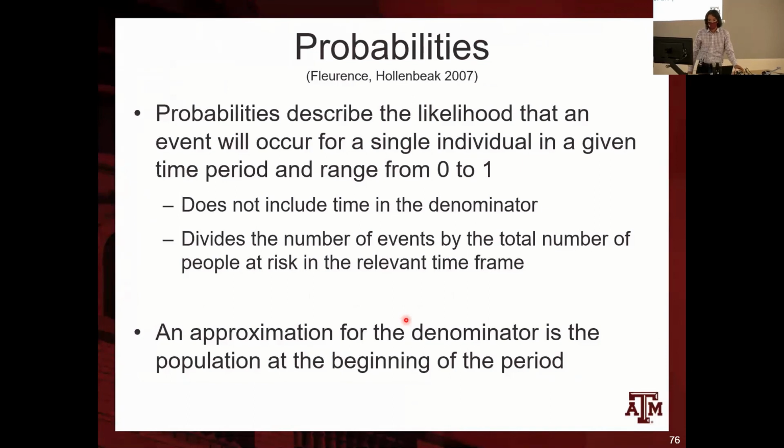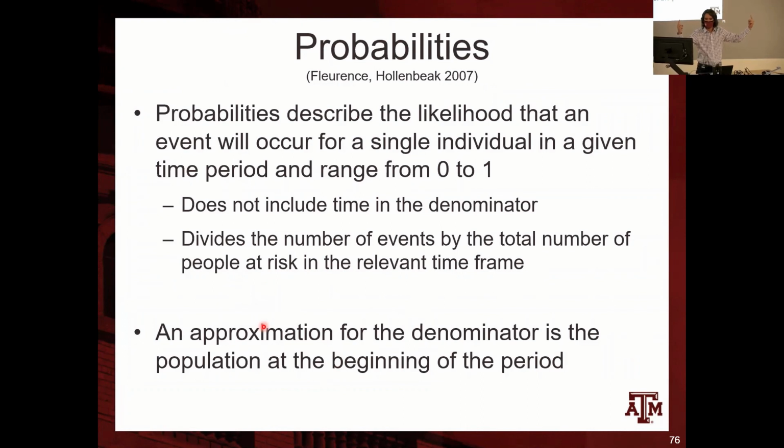And probabilities do not include time in the denominator. It divides the number of events by the total number of people at risk in a relevant time frame. To better understand it, I said an approximation for the denominator of rate is the population in the mid of the period or the average of the population at the beginning and the end.